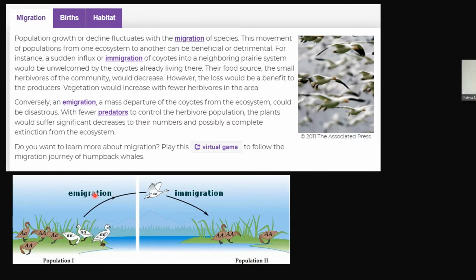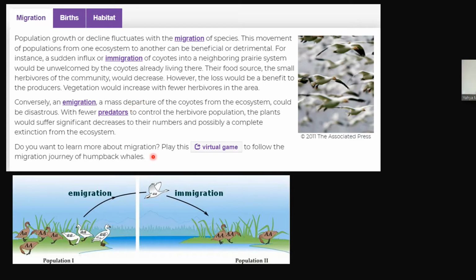And then from there they will emigrate. Emigrate means to leave. So they will leave that area once the baby chicks have hatched and are able to fly on their own, and now all the birds leave that island. They've emigrated out of that island to go all over the place. So there's always migration of species moving in and out of an area. Immigration is moving into an area. Emigration is a mass departure, someone leaving an area.